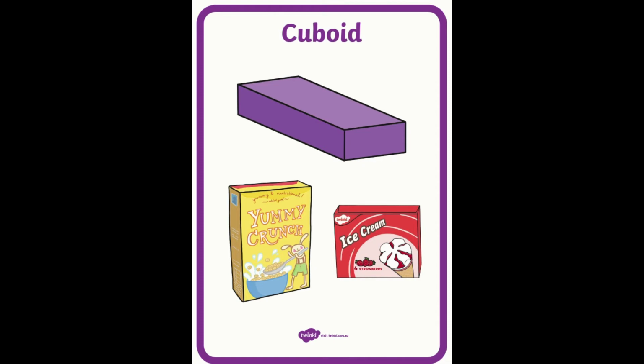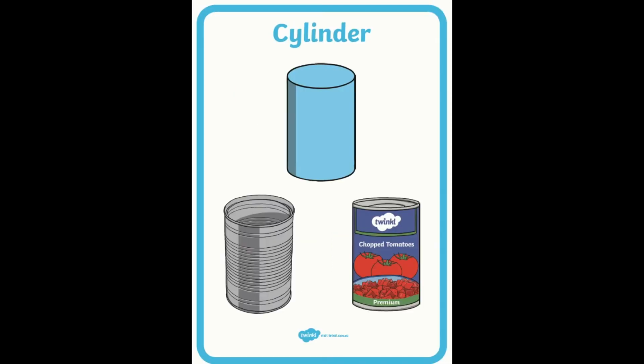Next one, cuboid. The boxes of an ice cream and a cereal are a shape of cuboid. Even a tissue box, they're usually a shape of cuboid too. Cylinder. It's a long round shape, and usually you get canned food in a cylinder too.